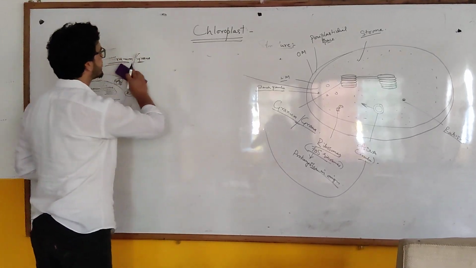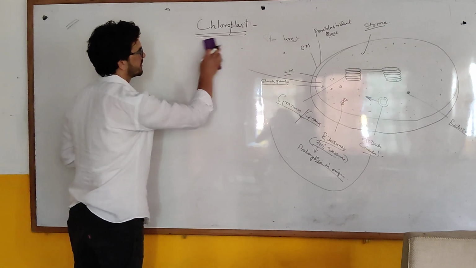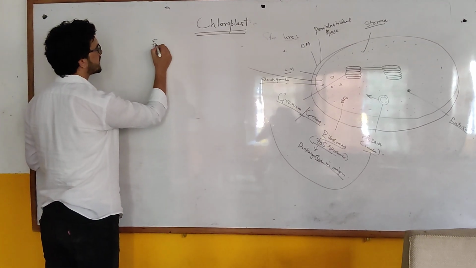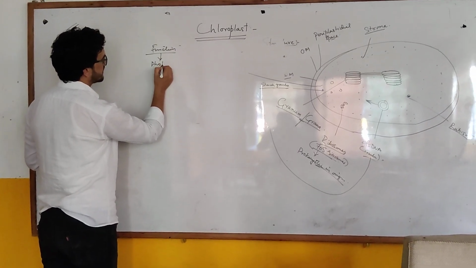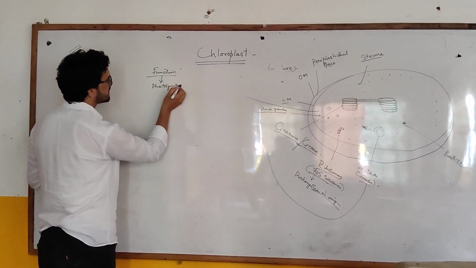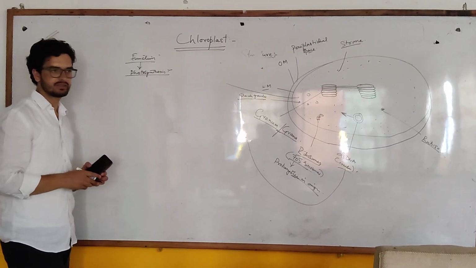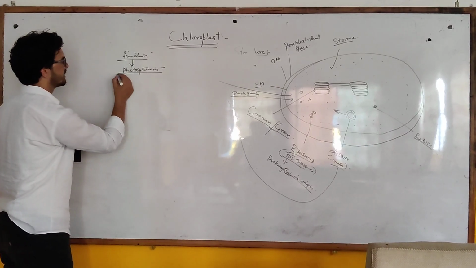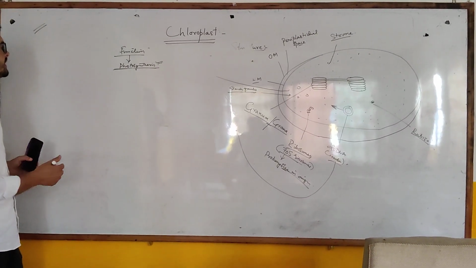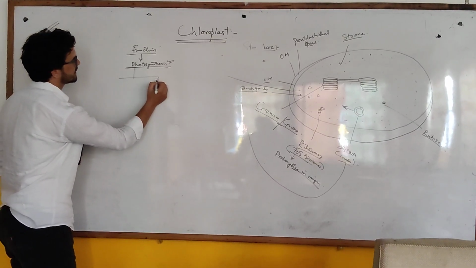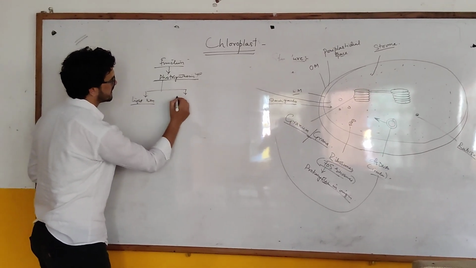The main function of this chloroplast is to carry out photosynthesis. Photosynthesis means that plants have the ability to prepare their own food with the help of light and chlorophyll. Fine? Water, carbon dioxide. Okay? And it involves two types of reaction. One is light reaction and another is dark reaction.